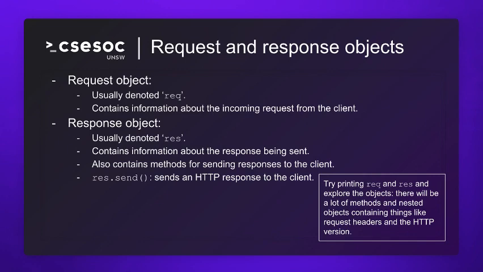And the response object represents what we're sending back. This is usually denoted res. It contains information about the response that we're about to send back, and that's why we use res.send to send the response back. We can also set up headers to return. If you're interested in experimenting, try printing those objects by console.logging req and res. You'll see it prints out a whole bunch of stuff. That's what's inside the object. It's all request headers, HTTP versions, things like that. You don't really need to understand all of that, but I want to give you some background.